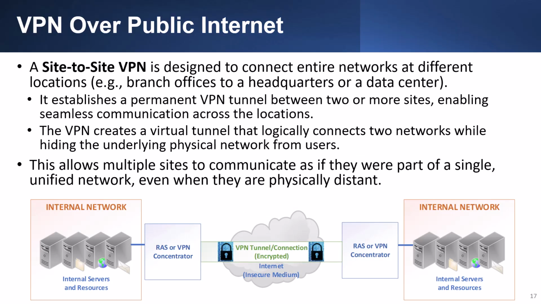A site-to-site VPN is designed to connect entire networks at different locations, such as branch offices to the headquarters or a data center. It establishes a permanent VPN tunnel between two or more sites, enabling seamless communications across the locations. The VPN creates a virtual tunnel that logically connects two networks while hiding the underlying physical networks from users. This allows multiple sites to communicate as if they were part of a single, unified network, even when they are physically distant.